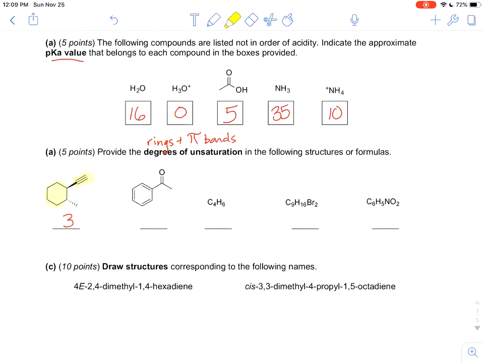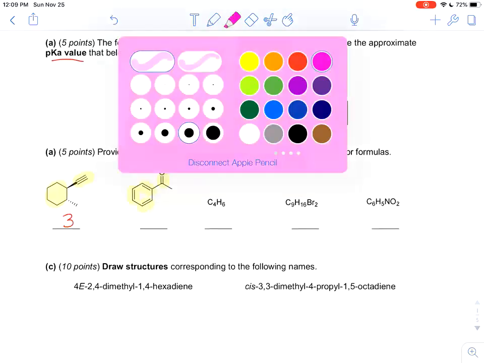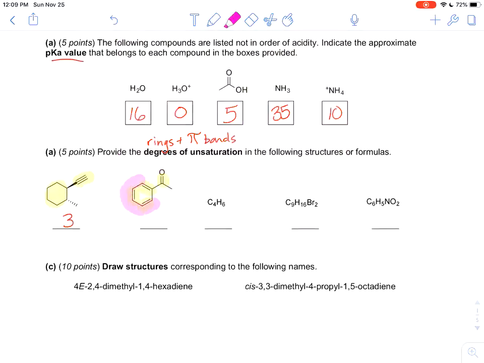Our next example, we have a pi bond here. So that's 1, 2, 3, 4. So that's 4 pi bonds. Plus we have the ring system, which gives us a whole other degree of unsaturation. So all of that gives us a degree of unsaturation being 5.